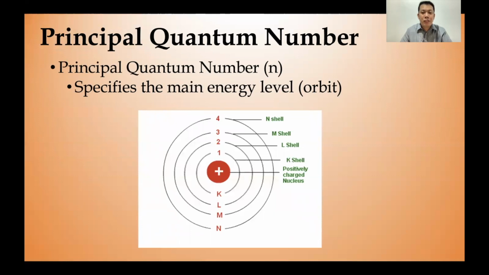Principal quantum number, as you can see on the illustration. For each atom, there are energy levels. These are equivalent to K, L, M, N, O, P, Q, so up to 7 energy levels. For the first energy level, the value is 1. Second energy level, the value is 2, then 3, 4, and so on. So n could be 1, 2, 3, 4, up to 7.